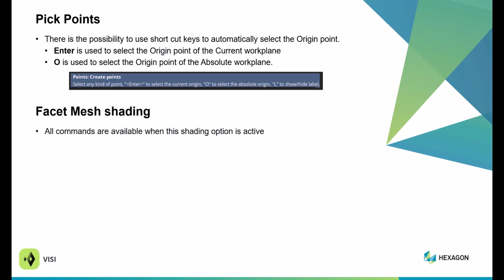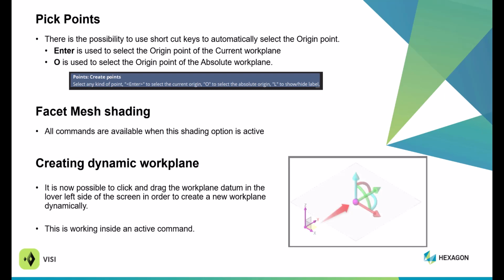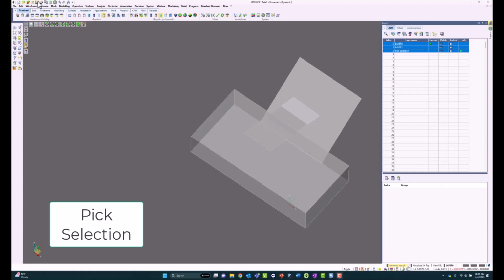And within Facet Mesh Shading, all commands are available within this shading option, so no longer will they be grayed out. You now have the ability to dynamically create a work plane just by highlighting the work plane on the bottom left corner and doing a simple drag of it. This will bring up the automatic work plane orientation, where it'll allow you to create a work plane right from the existing work plane. You have the ability to rotate or do whatever you need to do with the work plane. Here's just a quick video.